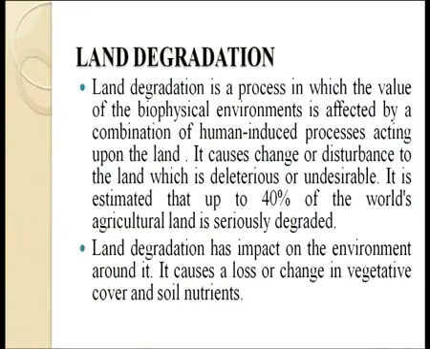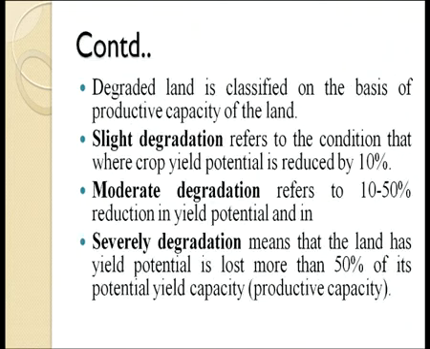Now, land degradation. Land degradation is a process in which the value of the biophysical environment is affected by a combination of human-induced processes acting upon the land. It causes change or disturbance to the land, which is undesirable. It is estimated that up to 40% of the world's agricultural land is seriously degraded. Land degradation has an impact on the environment around it. It causes a loss or change in vegetative cover and soil nutrients.